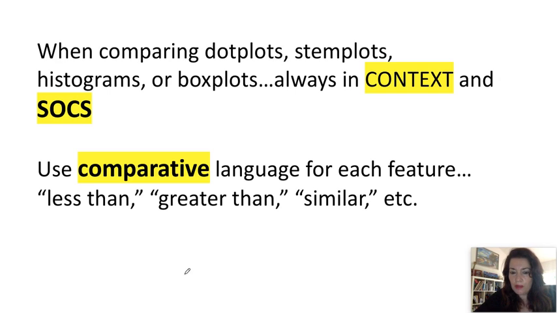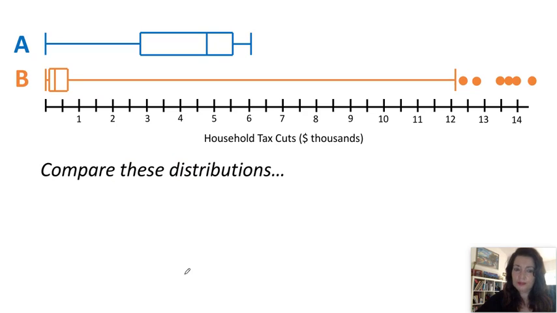So remember when you're comparing, don't just list the first one and the second one, you want to connect them together using the comparative language. All right, so go ahead and try to compare these distributions. Pause the video. Remember to use all of the acronyms from before: shape, outlier, center, and spread, and always in context. In this case, we are talking about household tax cuts. So go ahead and describe the 2 box plots.